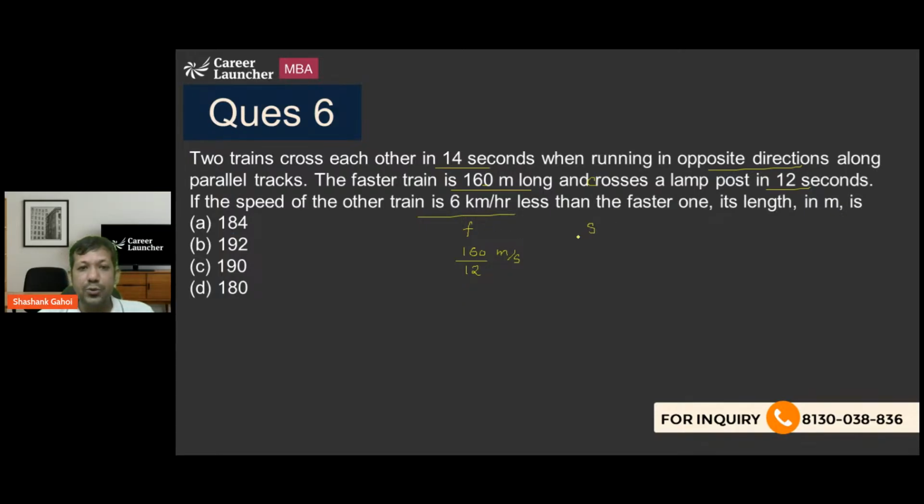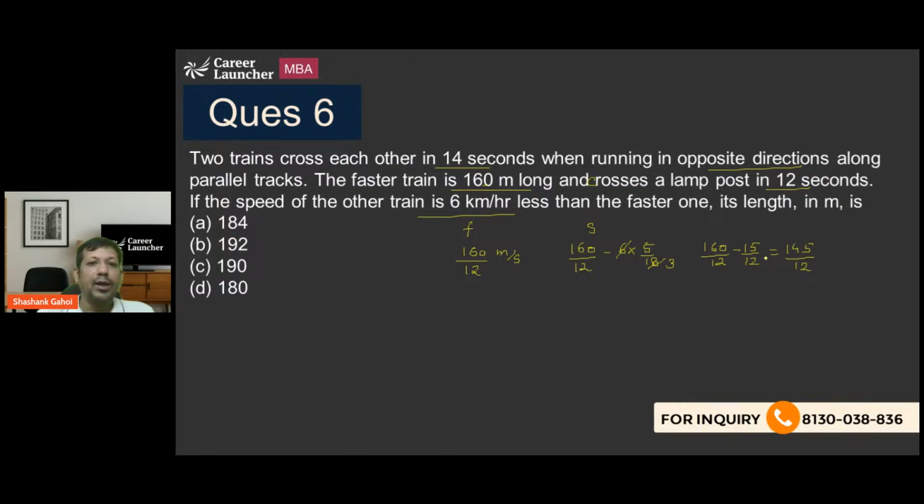So speed of the slower train is going to be 160 by 12 minus 6 into 5 by 18. Okay. So this is going to be 3. So it is going to be 160 by 12 minus 15 upon 12. So this comes out to be 145 divided by 12. That's going to be the speed of the slower train.